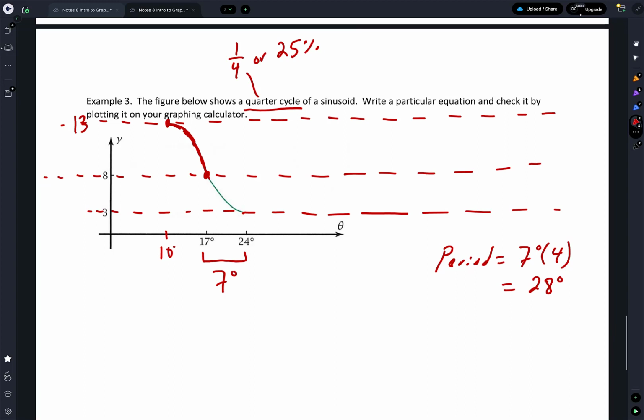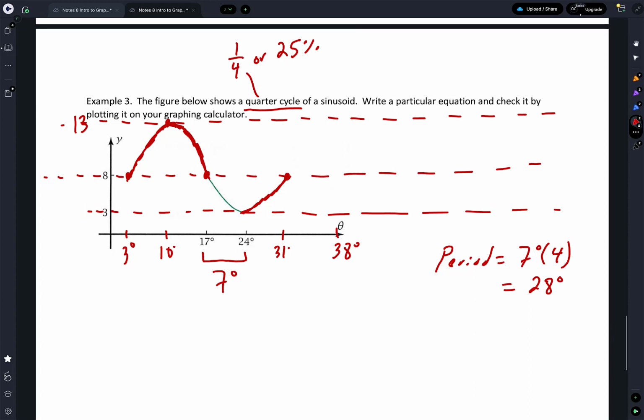If I go another 7 degrees, that's 3 degrees, and it's going to be right at the midline. So there it is. From the 24 degrees, I'm going to add 7, so I'm going to be at 31, at the midline, from the low to the mid. About another 7, I'm going to be at 38.